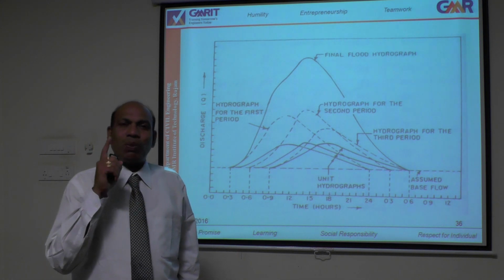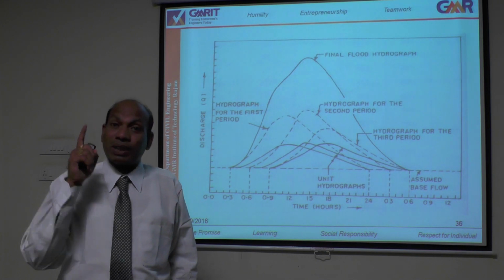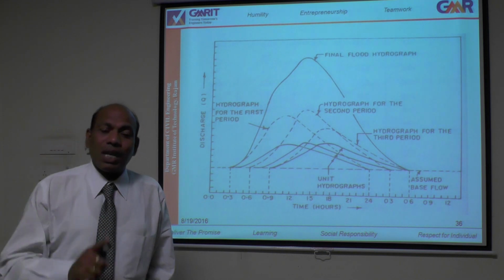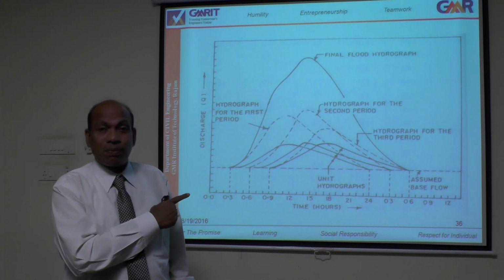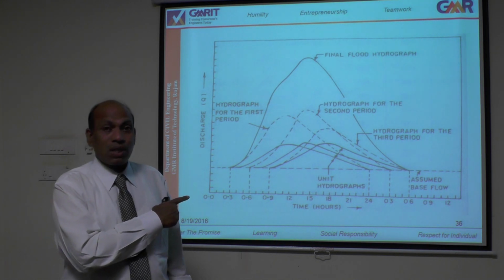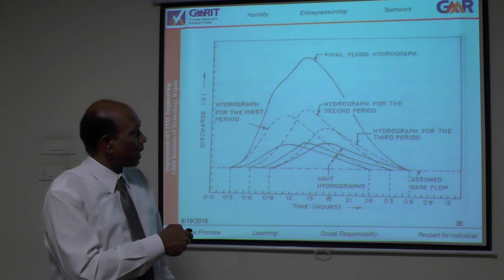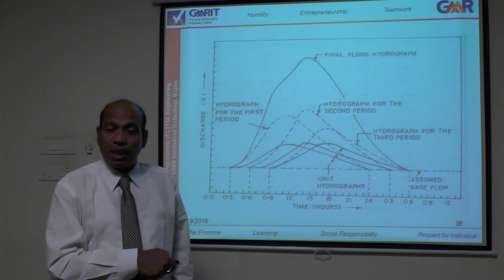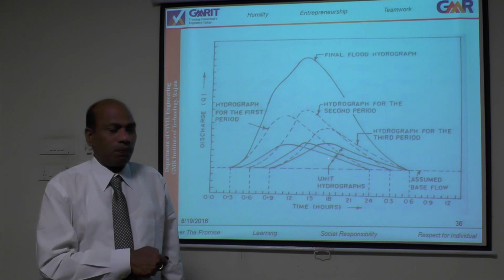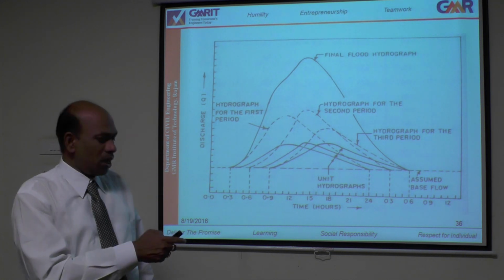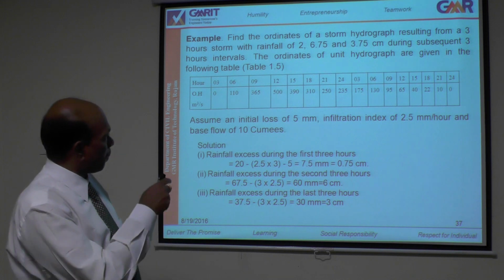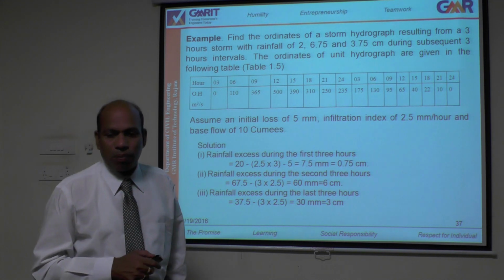We have only one unit hydrograph, that is for the 3 hours unit duration. By using the 3 hours unit hydrograph, we have constructed the storm hydrograph for the 9 hours duration rainfall. Right? This is the procedure, this is the graphical representation. Then you solve one problem. This is also one of the example problems right here.